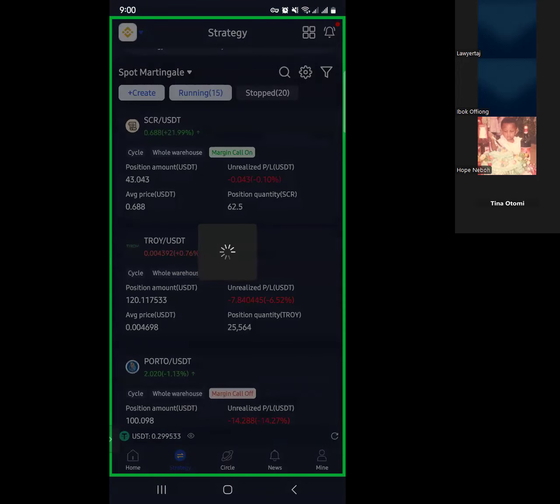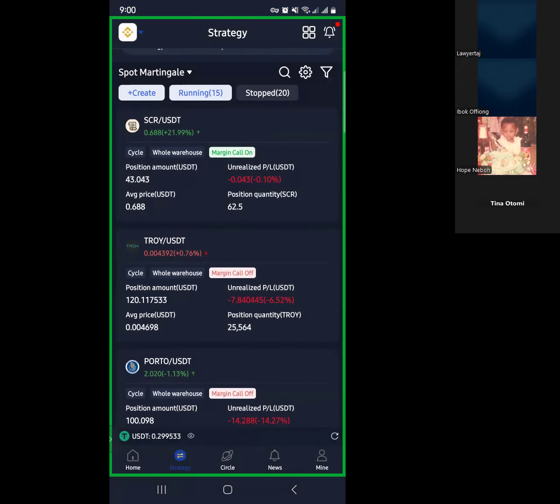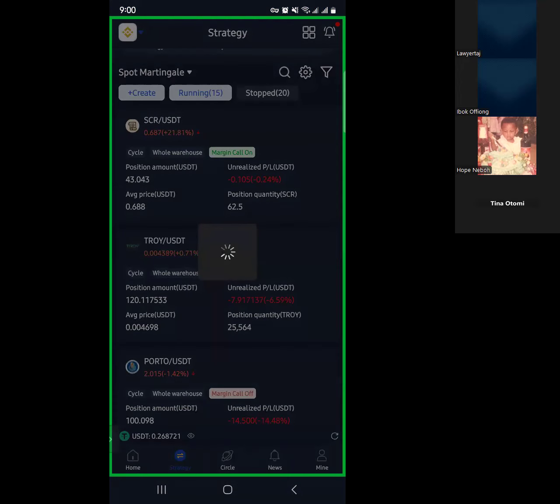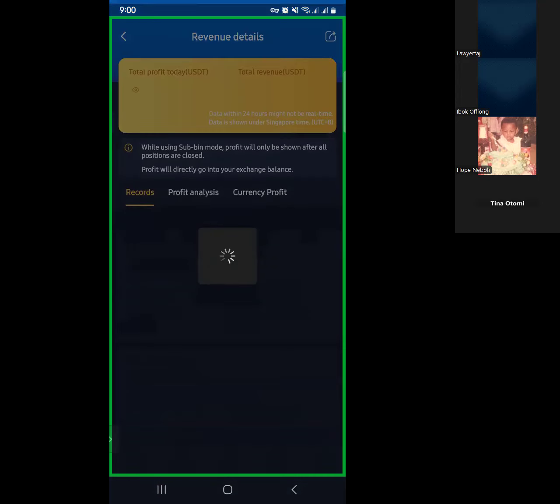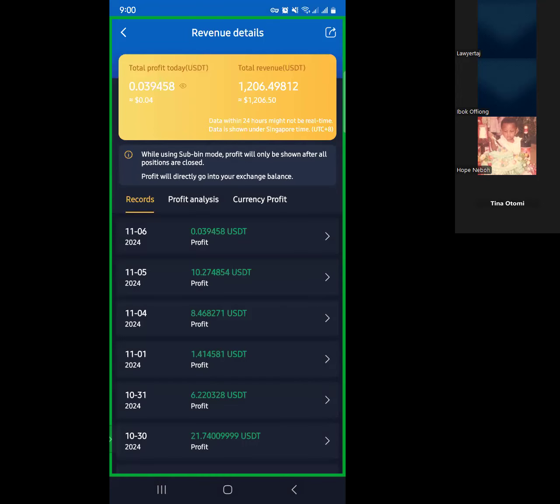If I go back, I can see that it's at minus 0.10%. But guess what? I've scraped something already. You see that the $43 I put in, I've made some 26 cents. How do I know that? I'll come home, go to revenue details, and ta-da! You can see some profits have been made. That is what we call scraping or scalping.